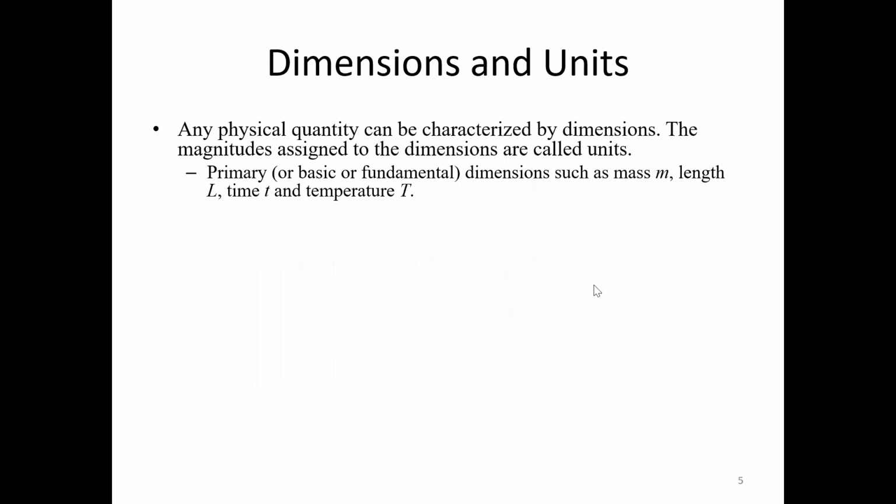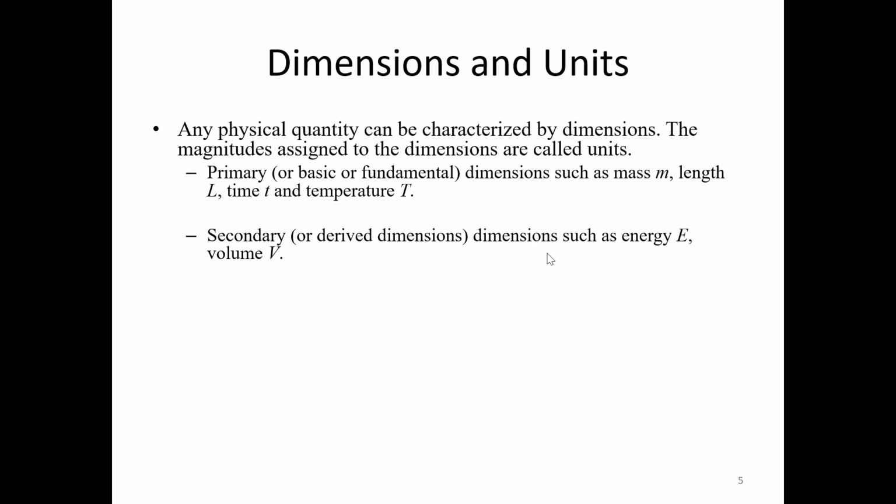So there are primary units or primary dimensions such as mass, length, time, and temperature T. These are called primary. And from the primary, we can develop secondary units such as energy, volume, and so on. Right?